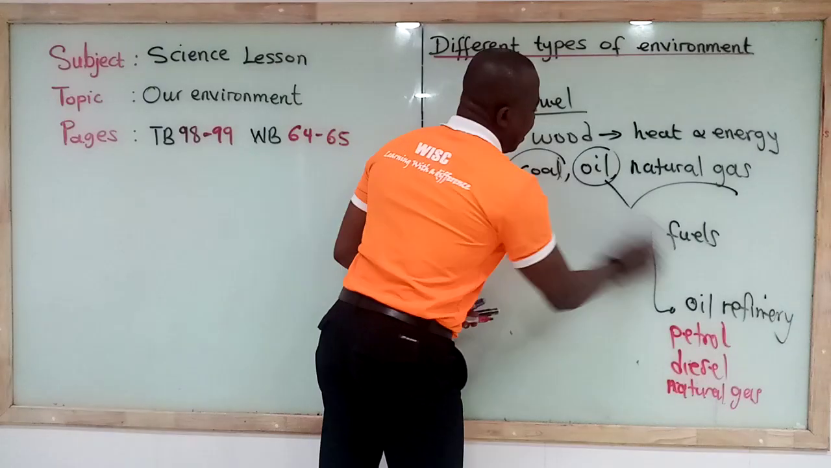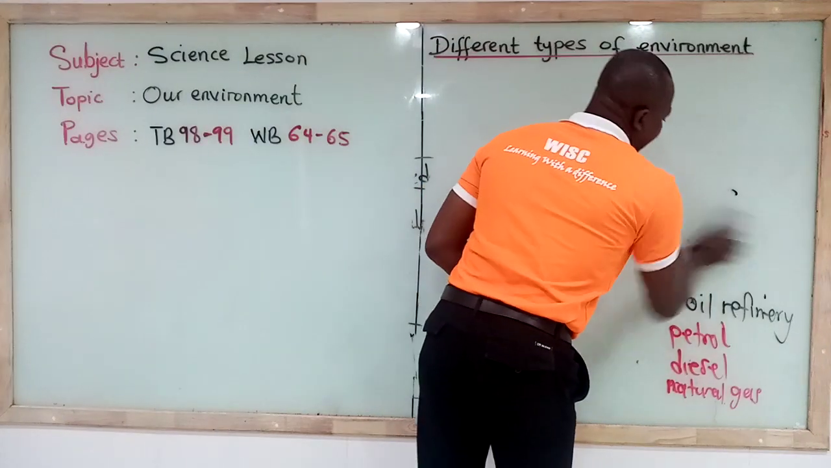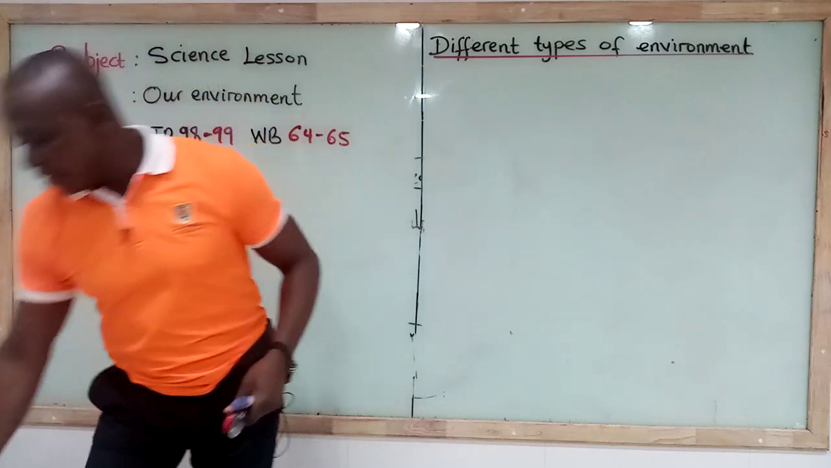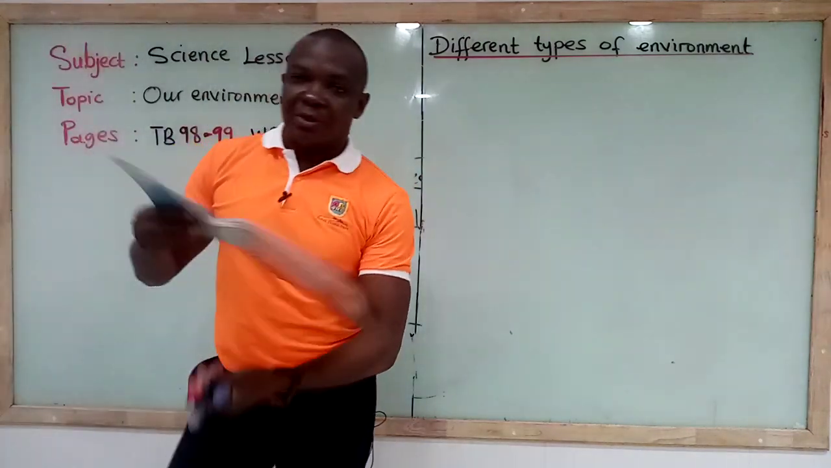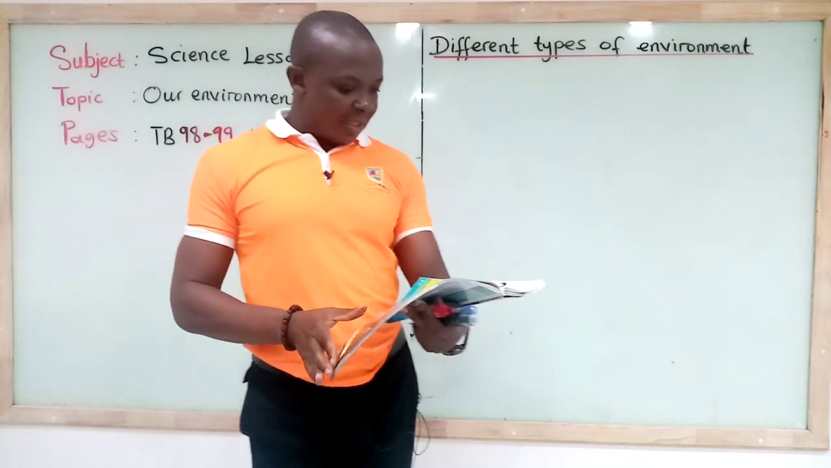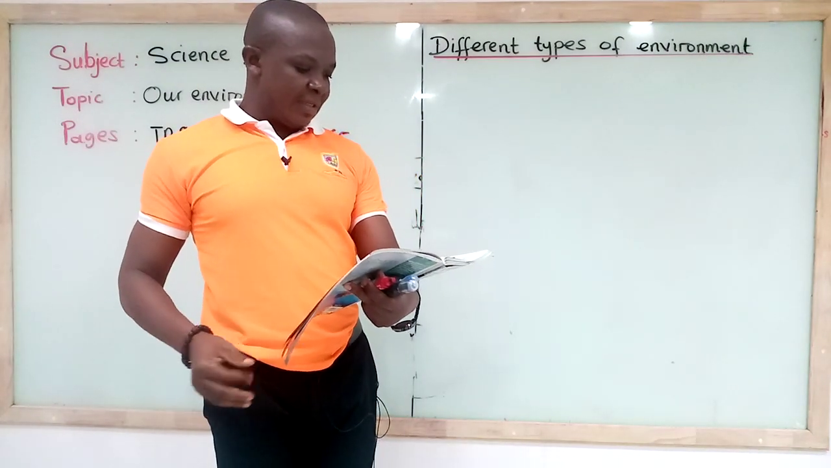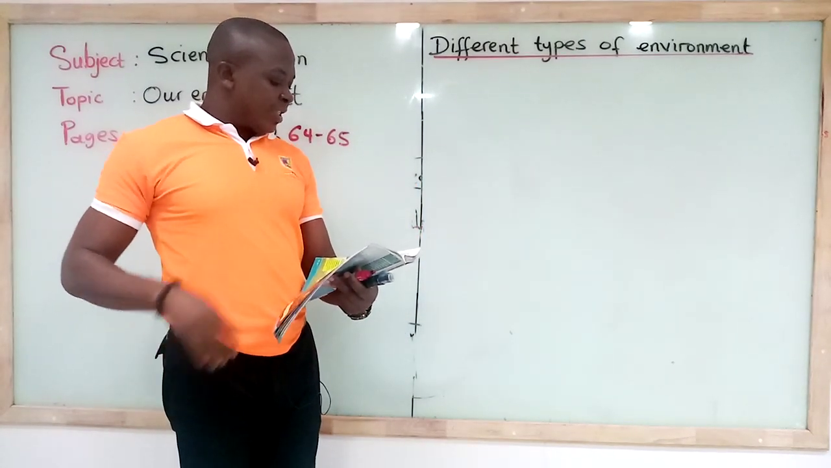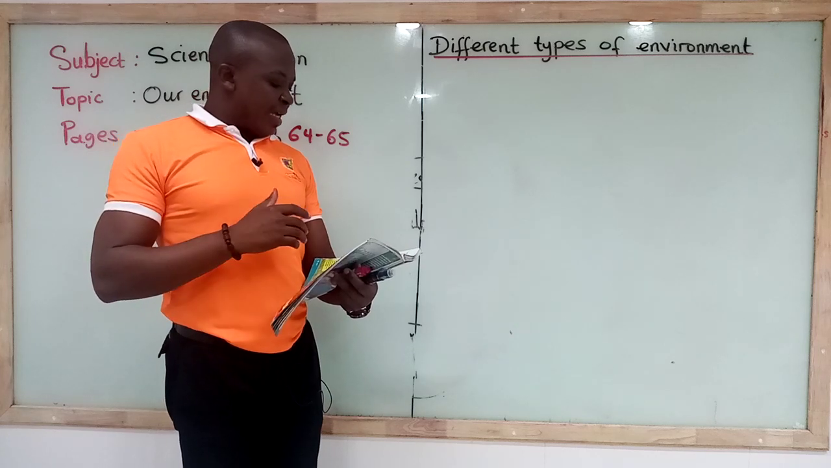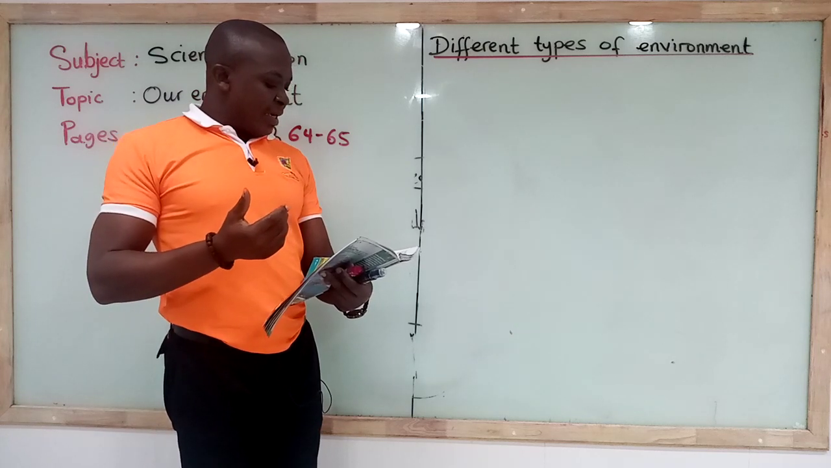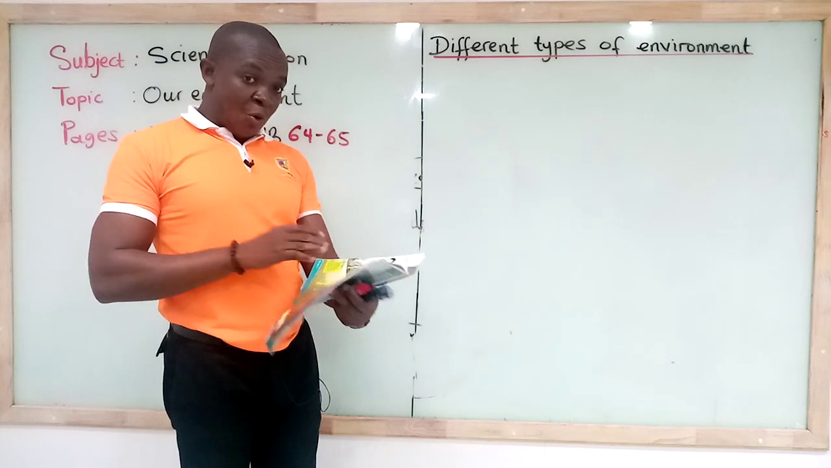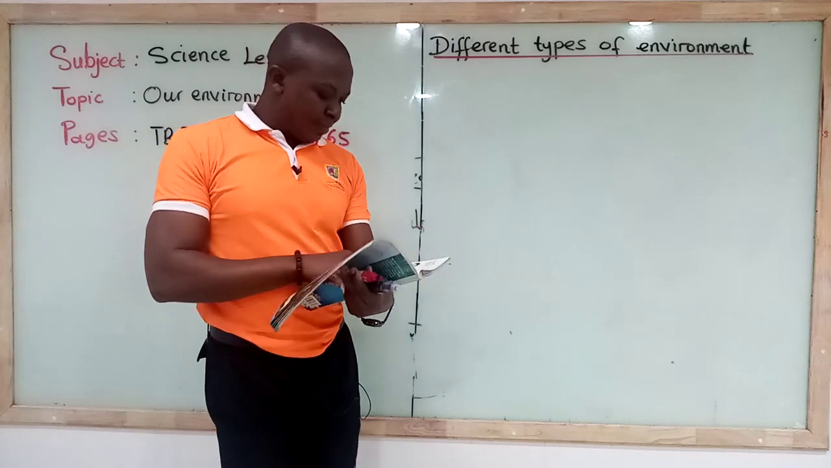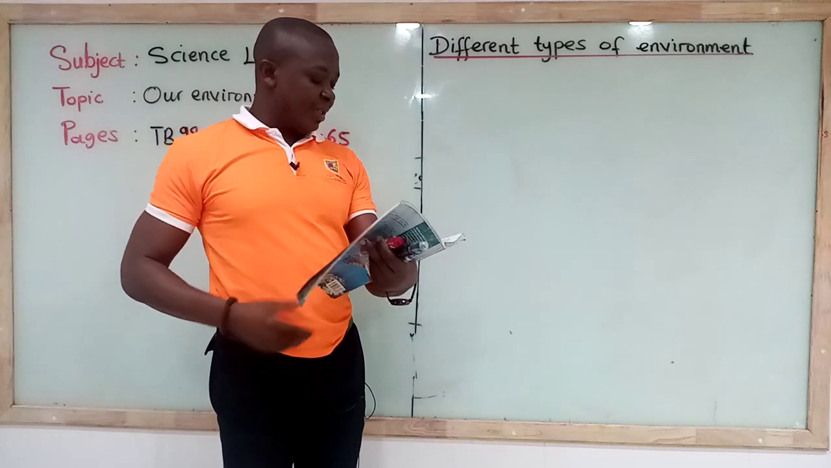Today we shall be looking at types of environment, different types of environment. We are taking this lesson from our book. Can you please open your book with me to page number 98? Page number 98. Are you there? We say our environment is a habitat. Please, I'm going to read. Open your textbook to page 98.